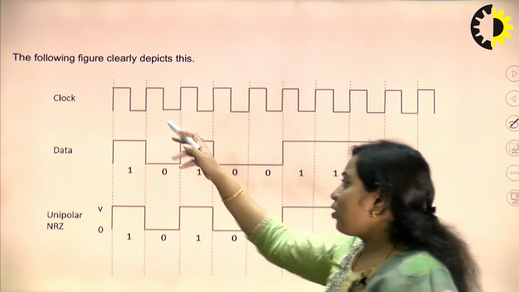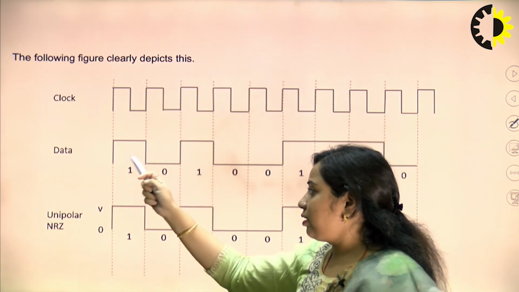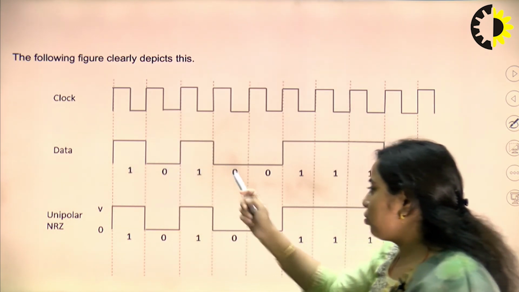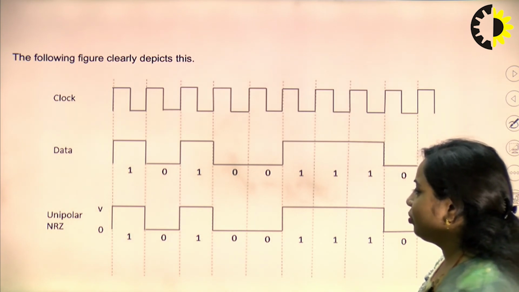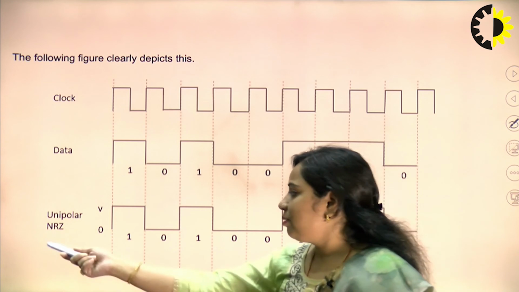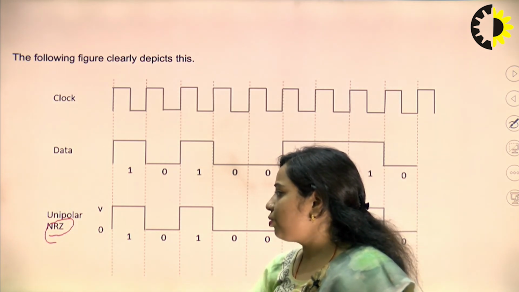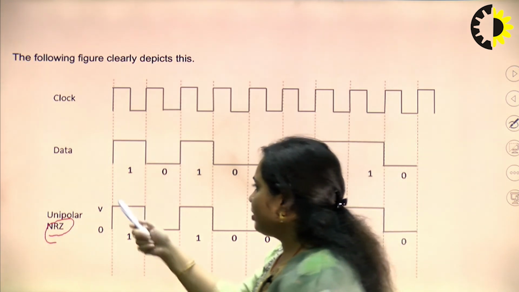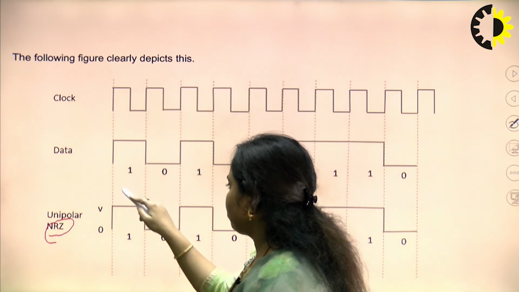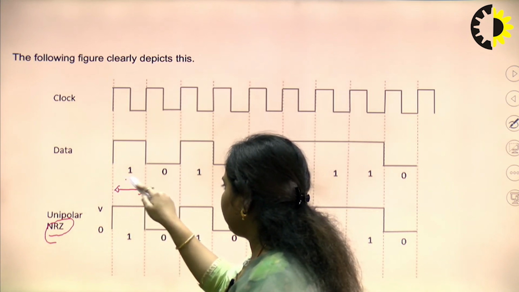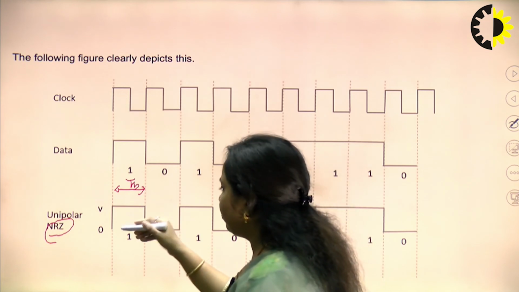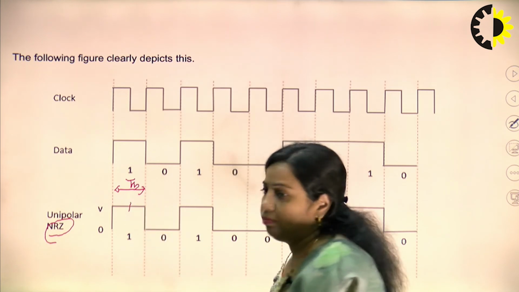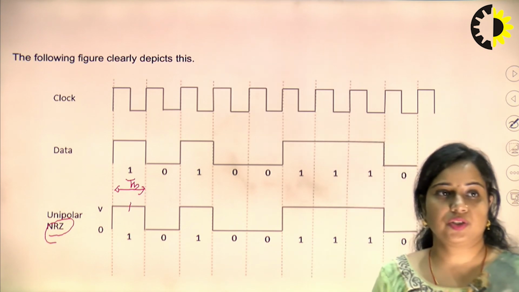So, the following figure depicts the unipolar case. This is a clock signal, these are the data, like this is 1 0 1 0 0, and you have to convert it into unipolar NRZ. Now, NRZ means non-return to 0. Non-return to 0 means for every bit transmission you require a time, that time is denoted by bit duration TB.